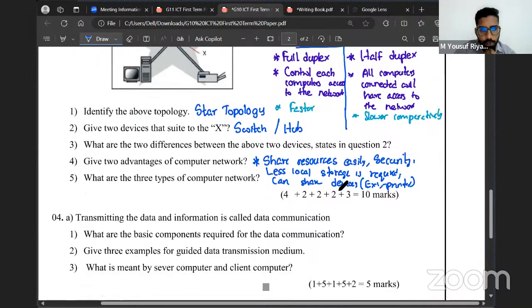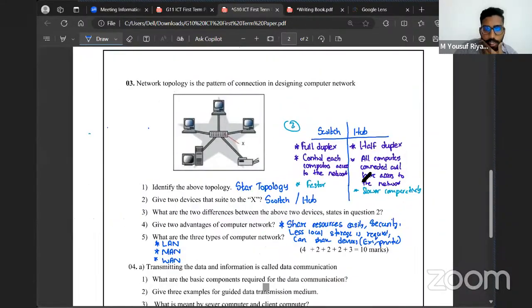Exactly. The next one. What are the three types of computer network? Based on the geographical position, you can categorize a computer network into three. What are the three? Yes. One is LAN, which stands for local area network. One is MAN, which is metropolitan area network. The other one? WAN, exactly, which stands for wide area network. These are the three actually. Right? Cool. Is that clear?